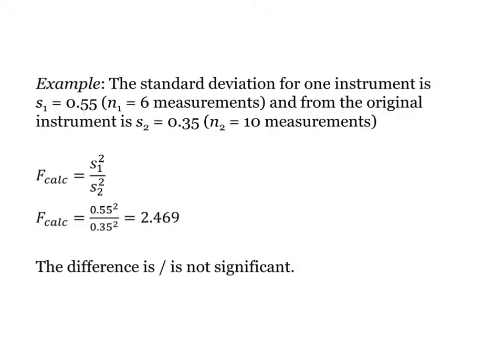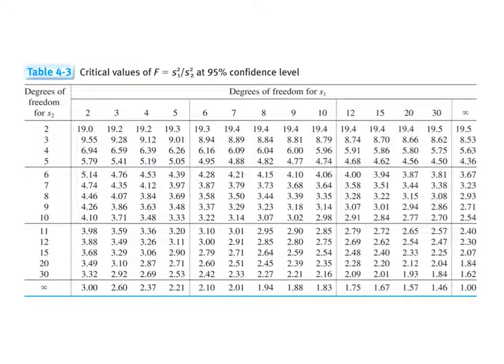Next, we need to find the correct value of f-table. Here we see that our first data set had n equals 6 measurements. That gives us n minus 1 equals 5 degrees of freedom across the top. Our second data set had n equals 10 measurements for 9 degrees of freedom down the side. Where the row and column intersect, we find our value for f-table.